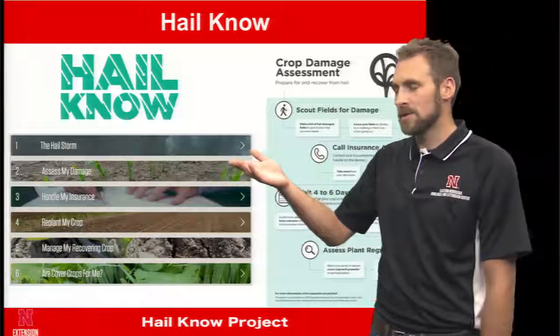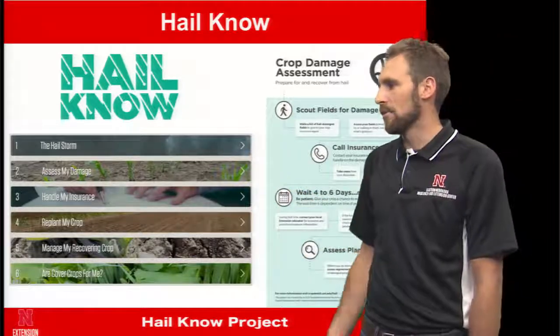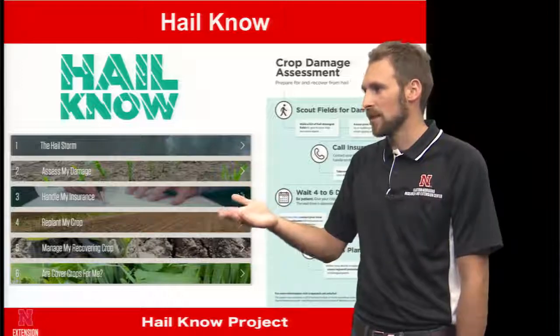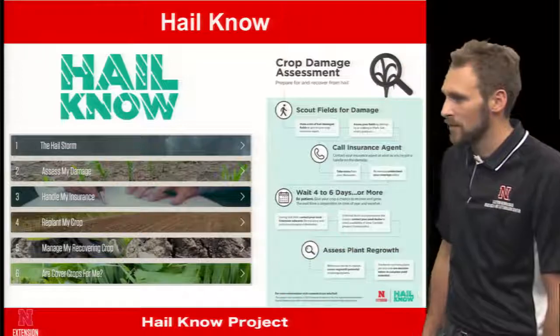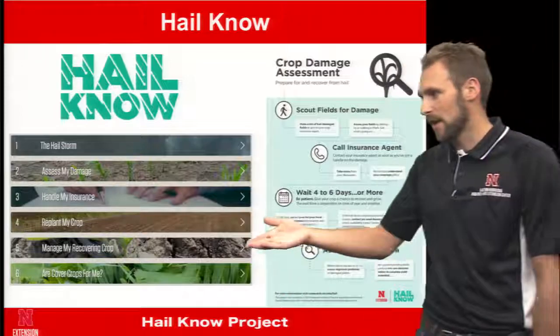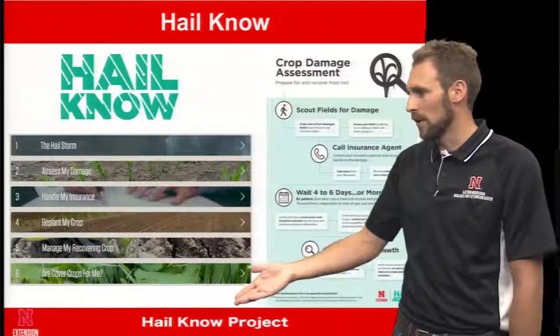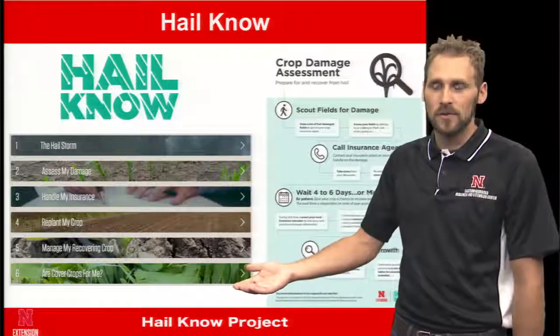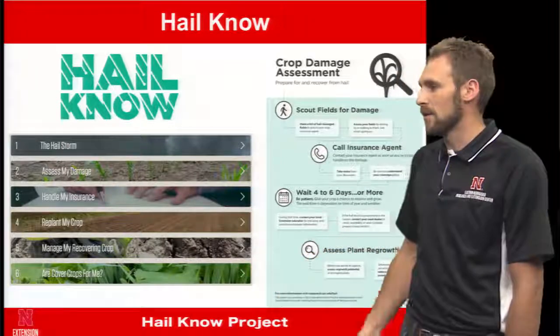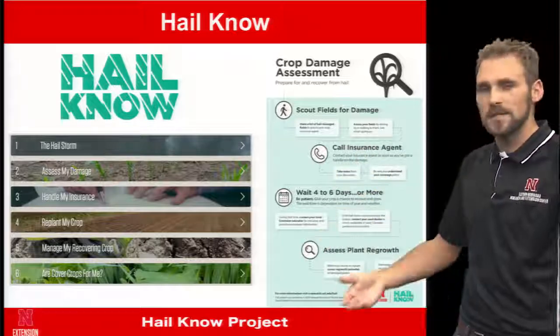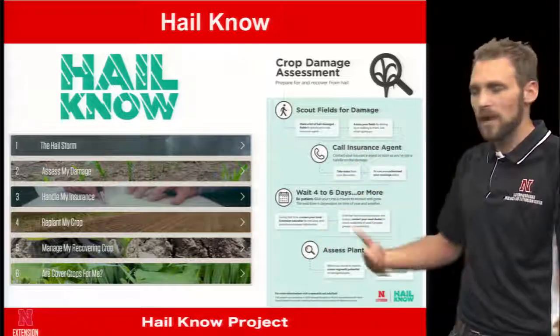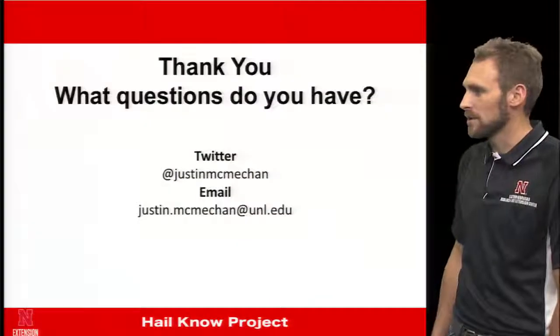Hail Know is a great place for a lot of other resources. You can figure out how the storm occurred, how it started, assessing damage, which we've talked a lot about today. There's all kinds of things on handling insurance and replanting that you can go into more detail on. Managing that recovering crop, which we covered today. And then if you've really got a crop loss and want to go to another crop, you could maybe look at a cover crop. Great infographics for each one of these, go step by step through the process. So it's an easy way to carry yourself through a very difficult situation.